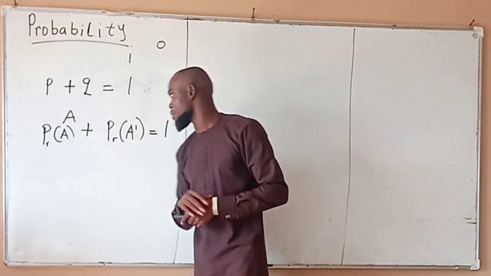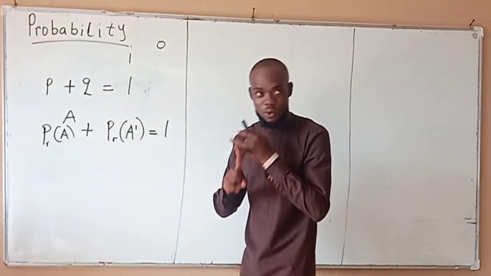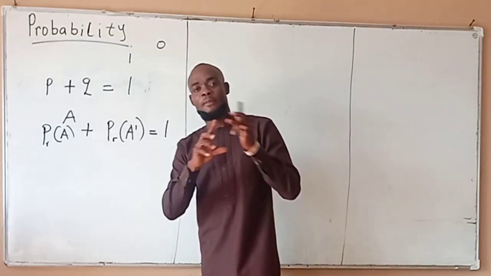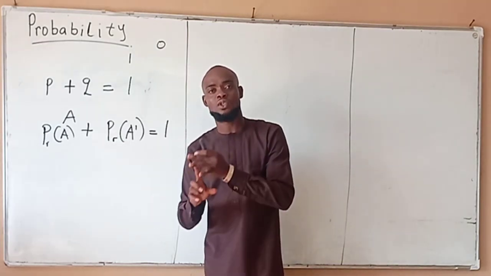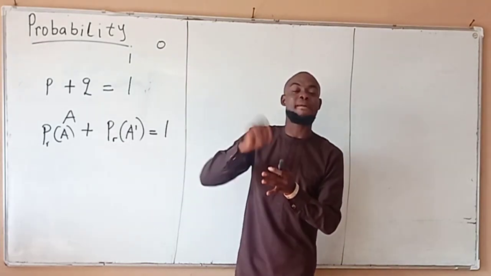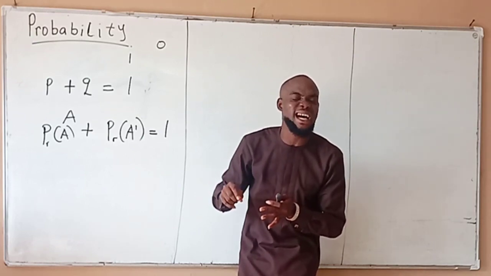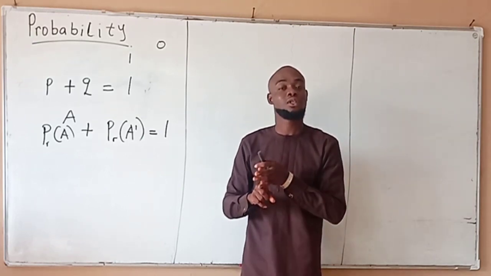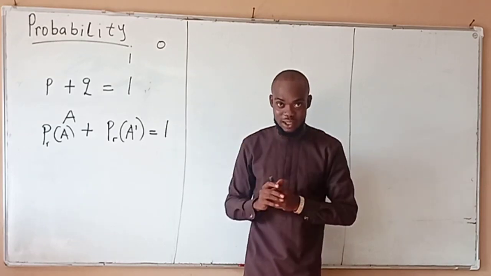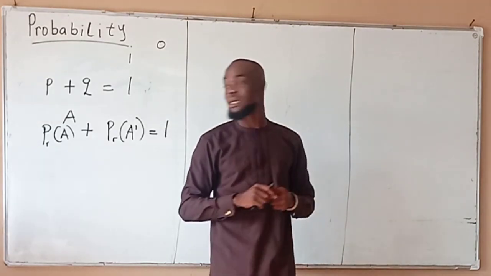Very, very important. So probability of a certain event is equal to 1. Probability of success plus failure is also equal to 1. But probability of an impossible event, or an event that can never happen, is equal to 0. Take note of these three things. Very important.